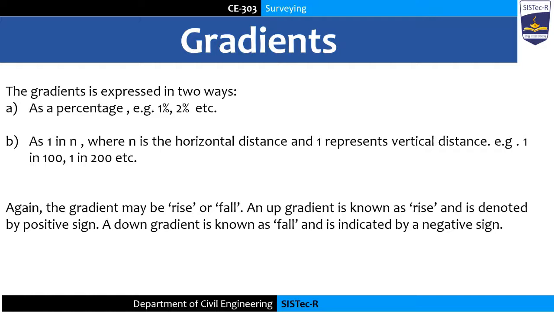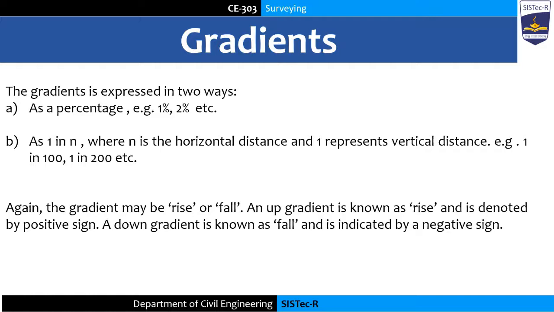So gradient को मैं दूसरे तरीके से represent कर सकता हूँ, 1 in n. अब यहाँ पे n is the horizontal distance. Suppose अगर मैं n horizontal distance चलूंगा तो vertical में मैं 1 move हो जाऊंगा. So second way is as 1 in n, where n is the horizontal distance and 1 represents vertical distance. Example 1 in 100, 1 in 200, etc. So these are the two ways to express the gradients.